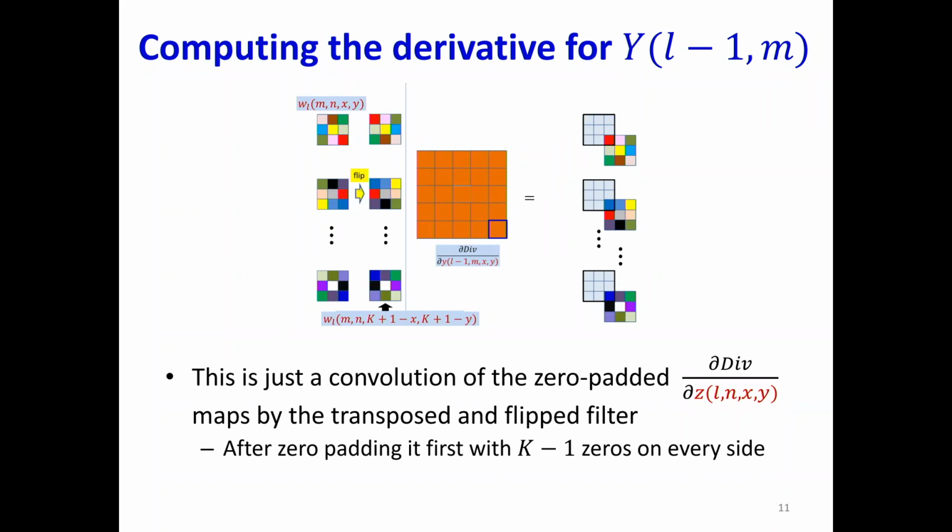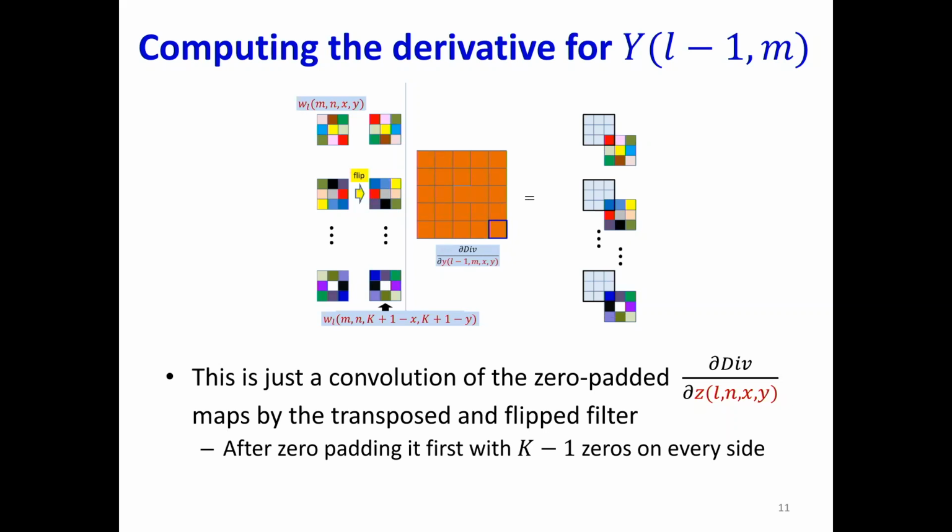And now you would convolve the map of derivatives of the output with the transposed filter, which is, you pulled out the mth channel, then flipped left to right and top to bottom, and then you convolve the output derivative map with it to get the derivatives for the input.